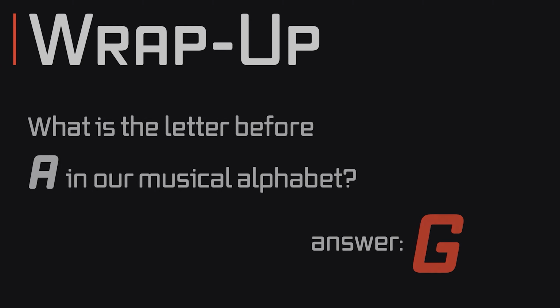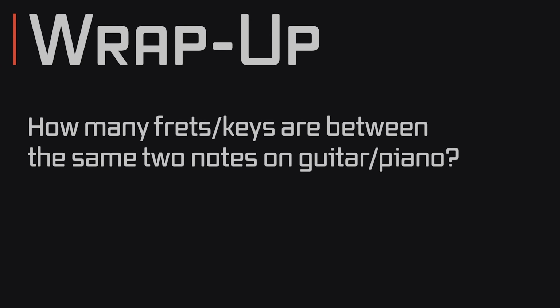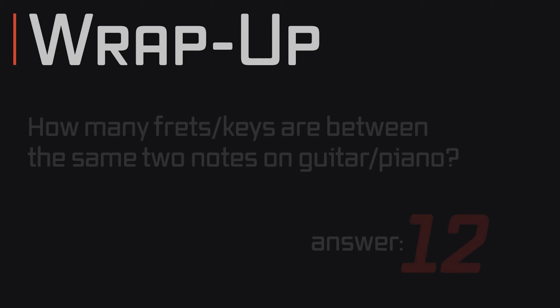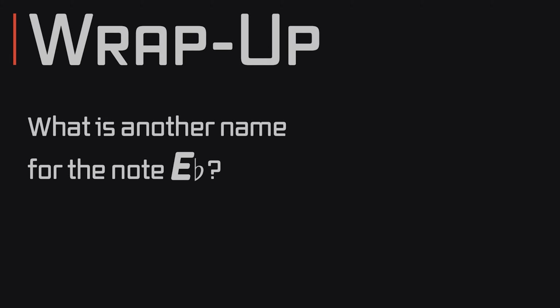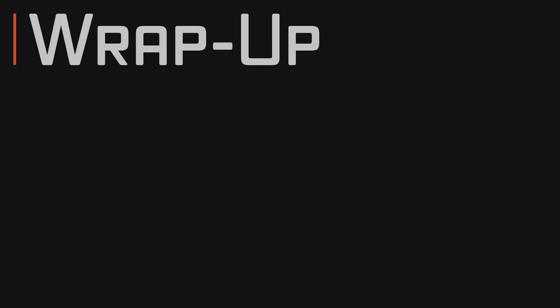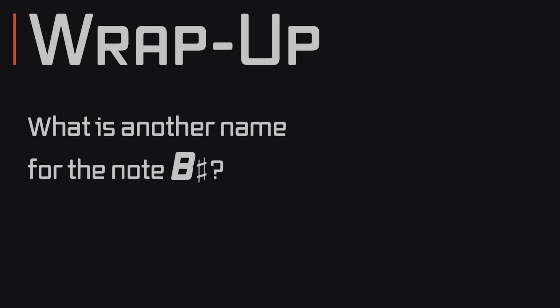How many frets or keys are between the same two notes on the guitar or the piano? The answer is 12. What's another name for the note E flat? The answer is D sharp. What's another name for the note B sharp? The answer is C.